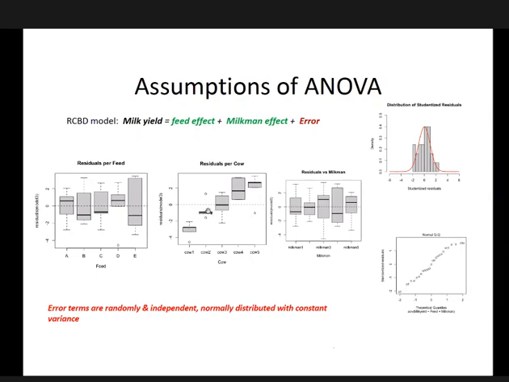You can see cow 1 and 2, most of the values are overestimated, and then for cow 4 and 5 it is underestimated. This seems to be okay, and then the residual, the milkman seems to be doing well. Okay, and then we still have this.